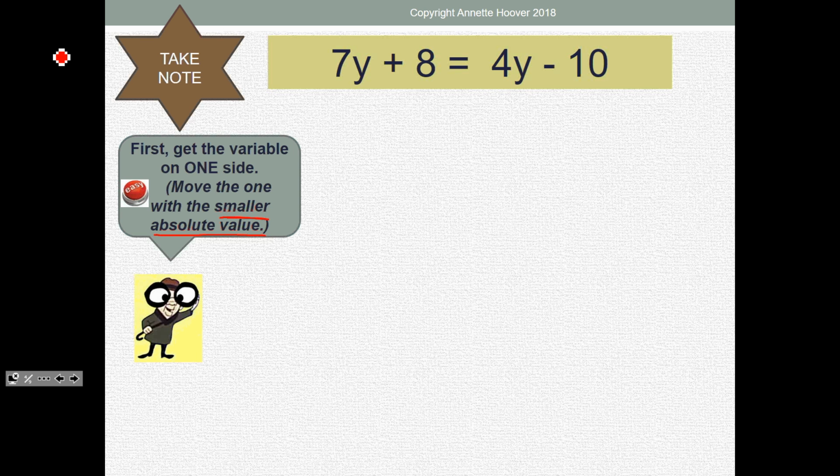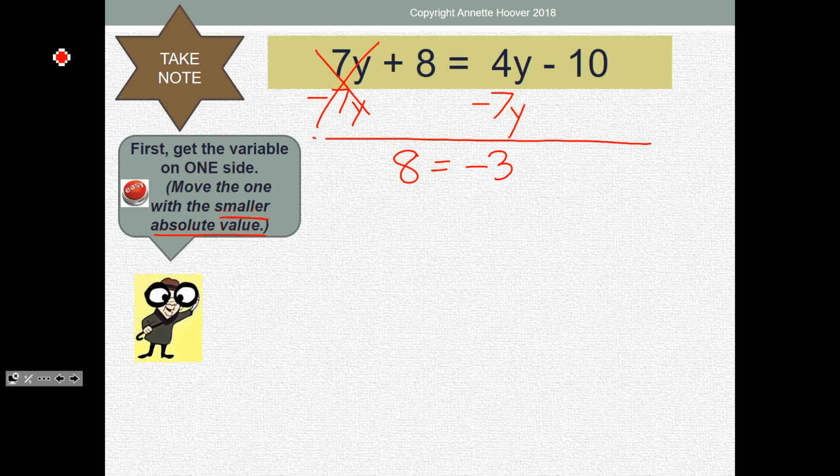If I moved the 7y, I would be subtracting 7y on both sides, because what you do to one side, you must do to both sides. Well, 7 and a -7 becomes 0, so it's gone. So on the left side, we have 8 left, and on the right side, we have different signs, 4 and a negative 7, so we subtract, keep the sign of the one with the greatest absolute value. That would be a negative 3y minus 10 left on the right side.